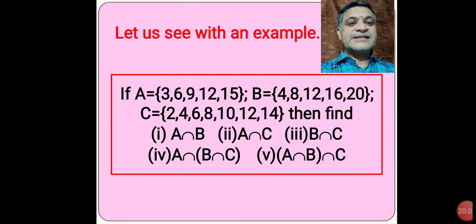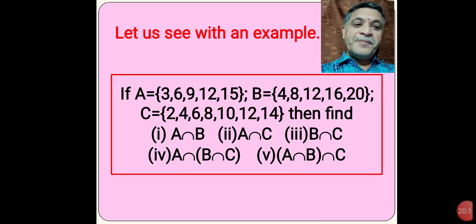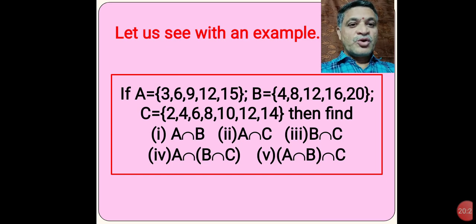A is equal to {3, 6, 9, 12, 15}. B is equal to {4, 8, 12, 16, 20}. And C is equal to {2, 4, 6, 8, 10, 12, 14}. Then find A intersection B, A intersection C, B intersection C, A intersection B intersection C, and A intersection B intersection C. We have to find the 5 problems. So go to first one.